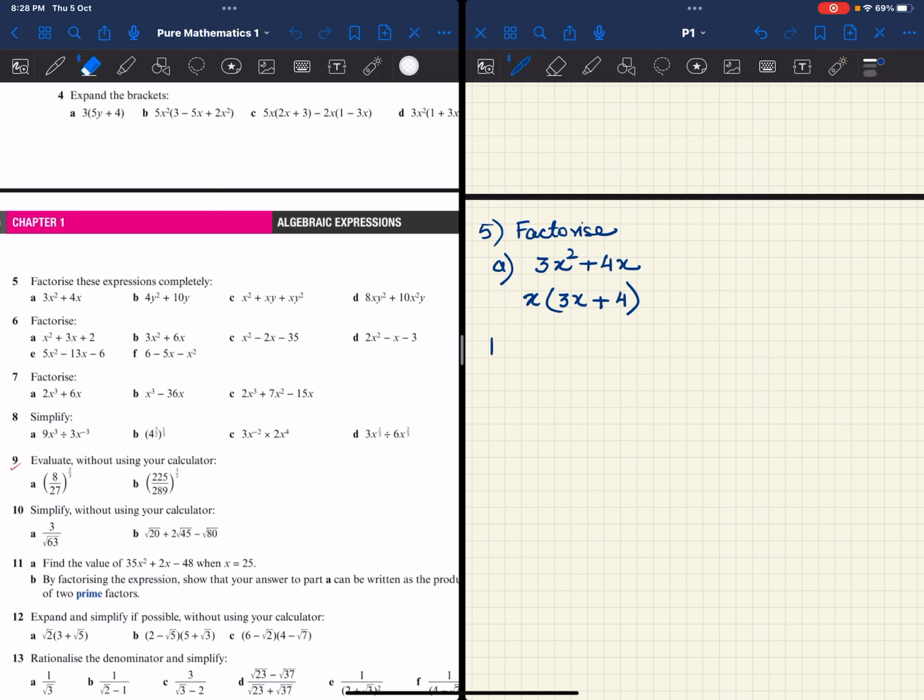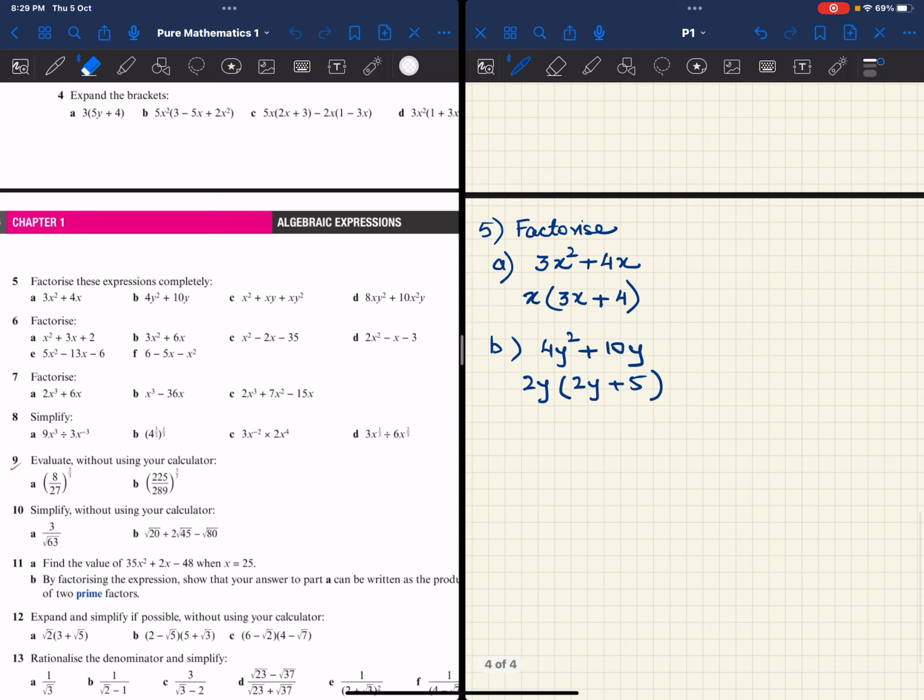Question B, 4y squared plus 10y. Again, we need to remove the common factor, and we see 2 is common and y is common. So 2y, and 2 is left inside with the y, 2 5s are 10. To check, we can multiply back. We should get the original question.